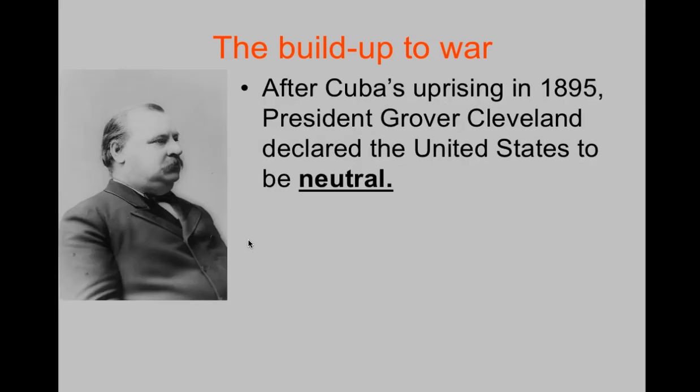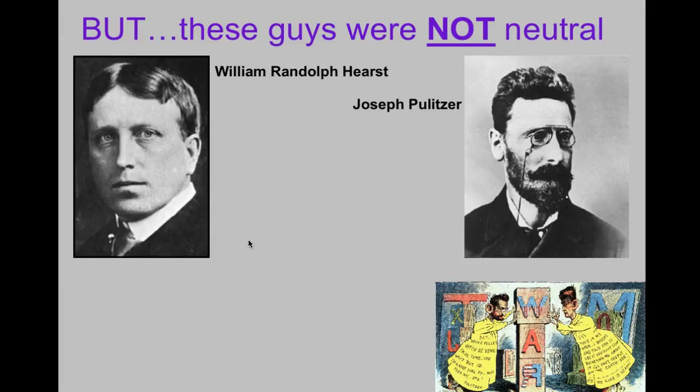So, build up to war. After Cuba's uprising, 1895, there's another uprising, by the way. President Grover Cleveland declared the U.S. to be neutral. Hey, sad fact, that buddy Jose Marti, he actually died fighting in this next revolution, 1895. So he passed away, I guess died a martyr for his country. But yeah, he says we're staying out of it. But these guys, McKinley wants to stay out of it, but these guys are not staying out of it.